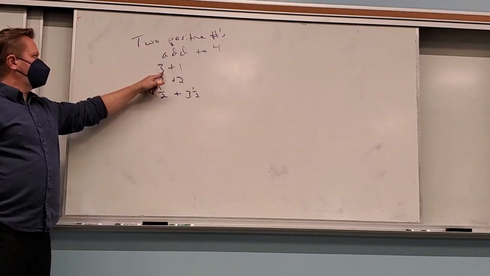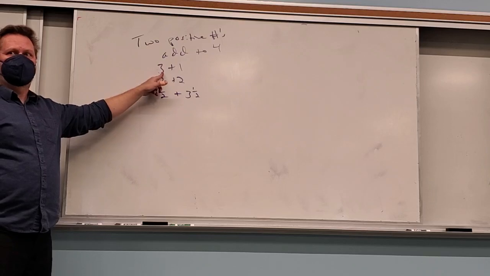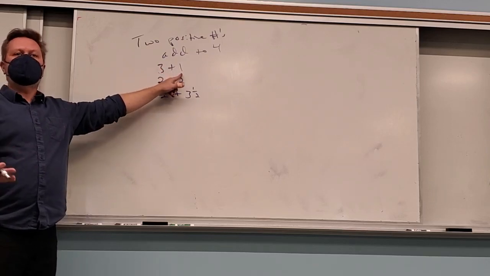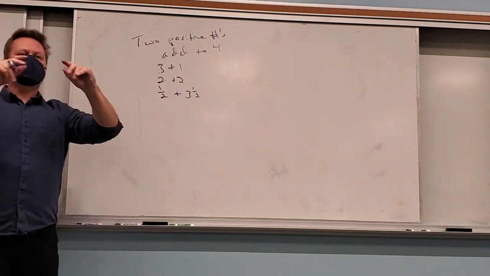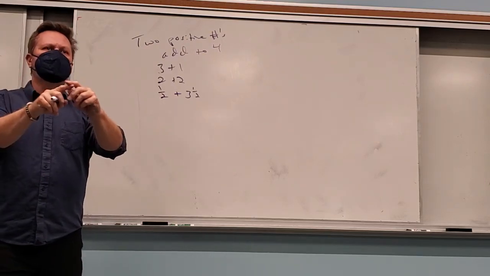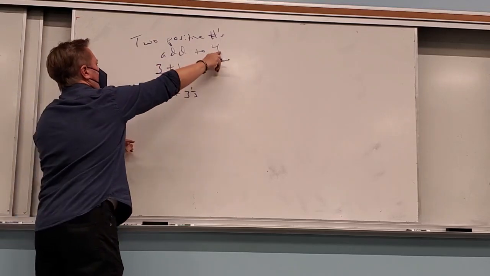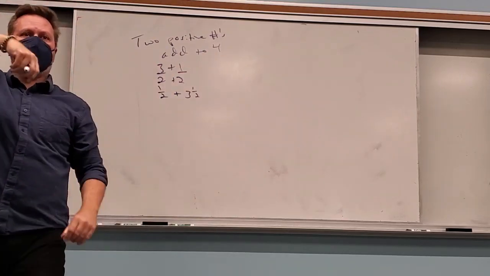Can I make this 18? Why not? Because I would have to add a negative number, and that's not what it says I could do, right? Do you see how it's closed? Do you see how neither number can get to 4, let alone bigger than 4?